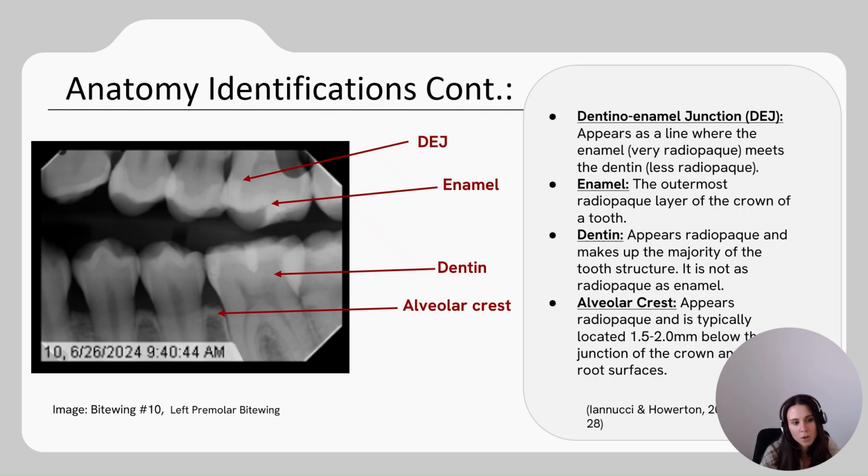And then on the very bottom is the alveolar crest, which appears radiopaque and is typically located 1.5 to 2 millimeters below the junction of the crown and the root surfaces.